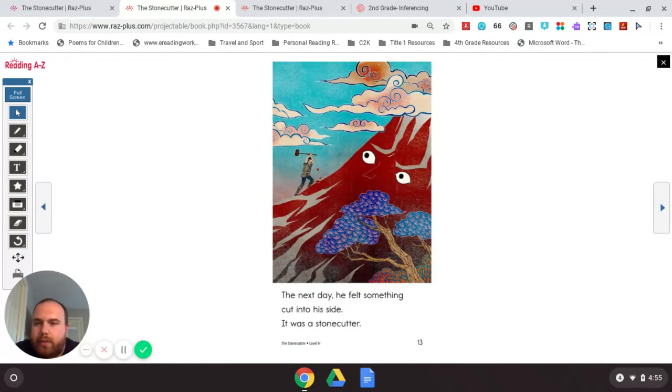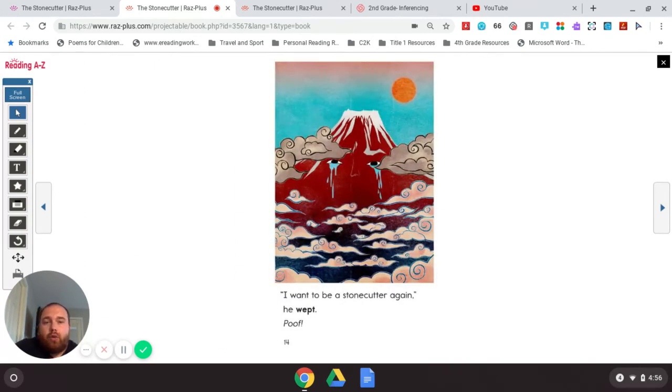So we have to use some inferencing skills, which you'll talk a lot about in second and third grade. You've probably talked about them some in first grade. He realizes that the one thing in the story that is powerful enough to move a mountain or change a mountain is a what? Is a stonecutter. What he originally was at the beginning of the story. Okay? So that is the reason he cried. He's unhappy.